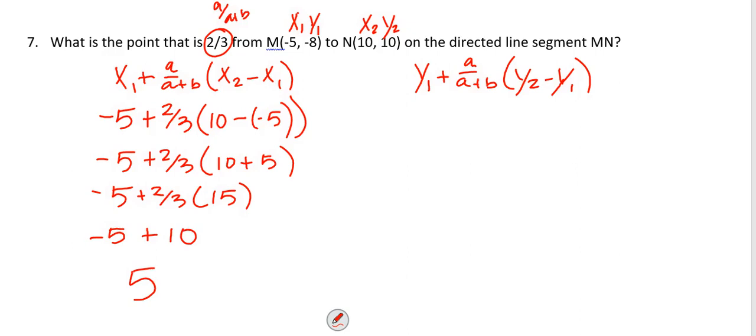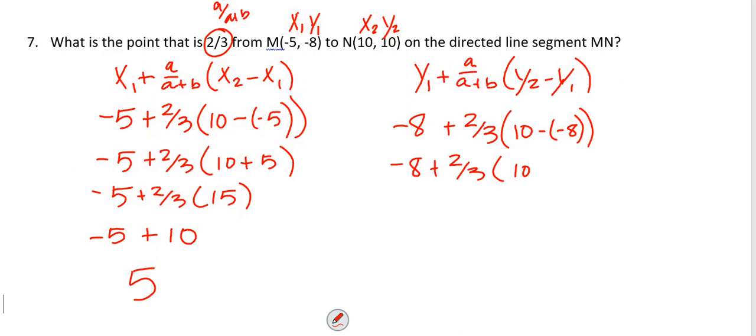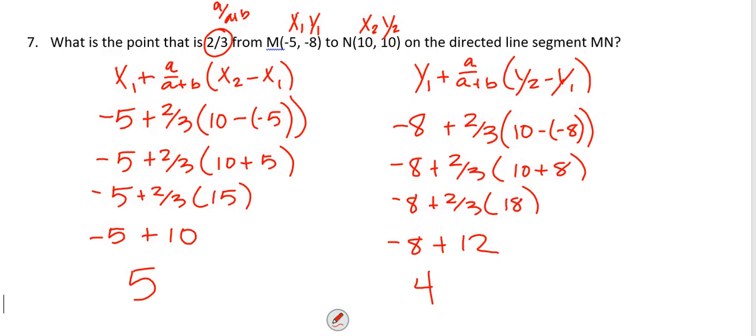Over here, solving for our y value, again, so we're going to have y1, which is -8, plus, again, our 2/3, we're just subbing in that fraction. y2 is 10, and again, we're going to subtract a negative, so that means we're going to actually add it. So this is going to be -8 plus 2/3 of 10 plus 8, negative 8 plus 2/3 of 18. 2 times 18 is 36, and 36 divided by 3 is 12, so this is going to be negative 8 plus 12. So this value is going to be 4. So our answer is going to be 5, 4.